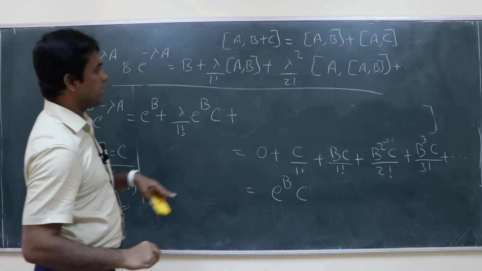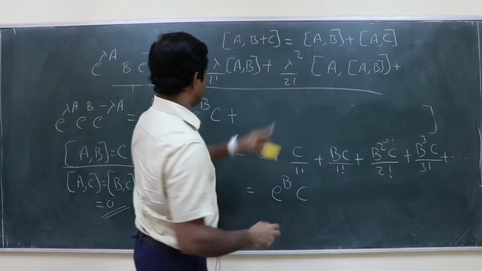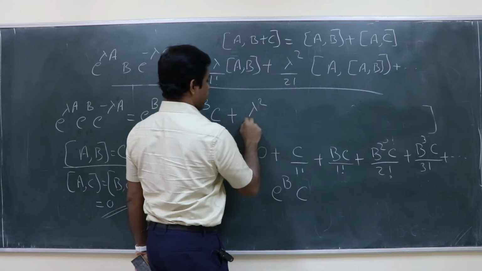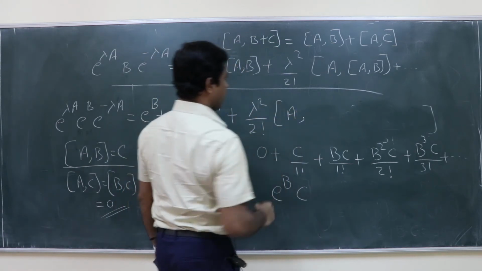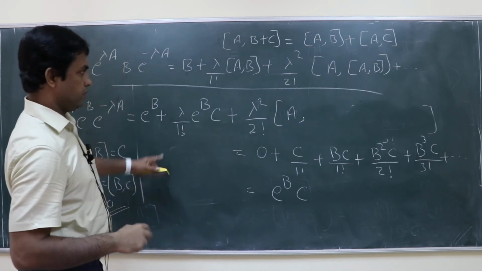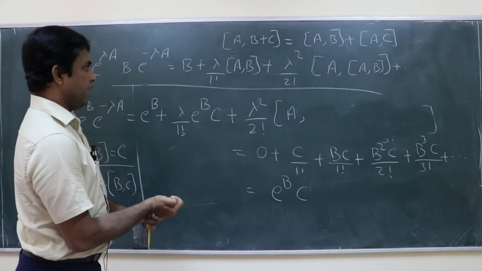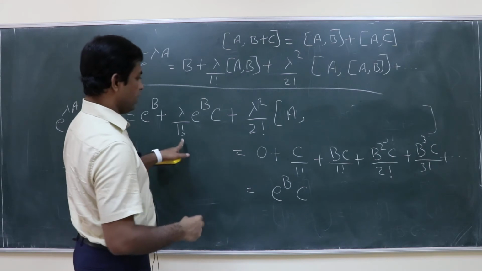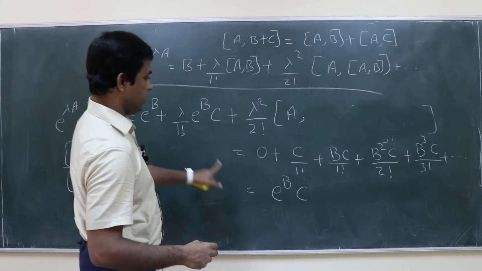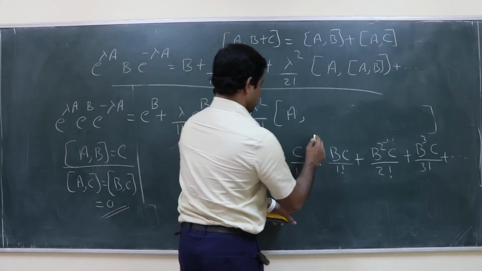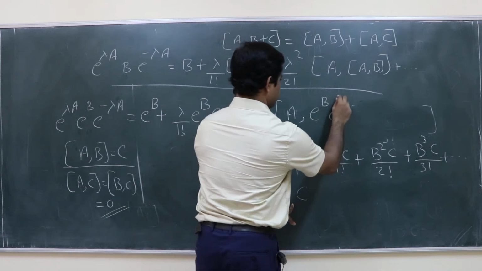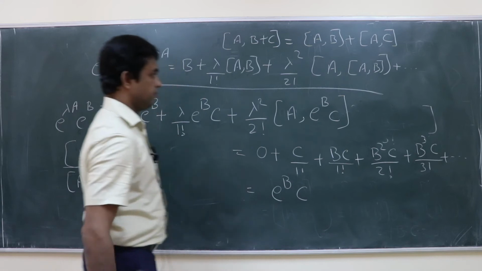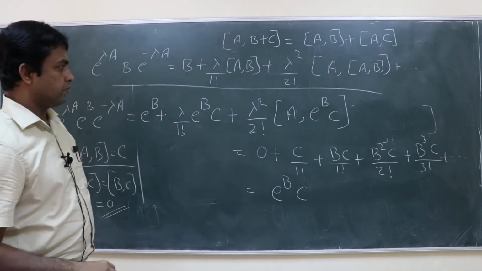Now the next term is lambda square by 2 factorial, the commutator of a with the commutator of a with e power b. The commutator of a with e power b is already known, e power b c. So this is e power b c. Any question?